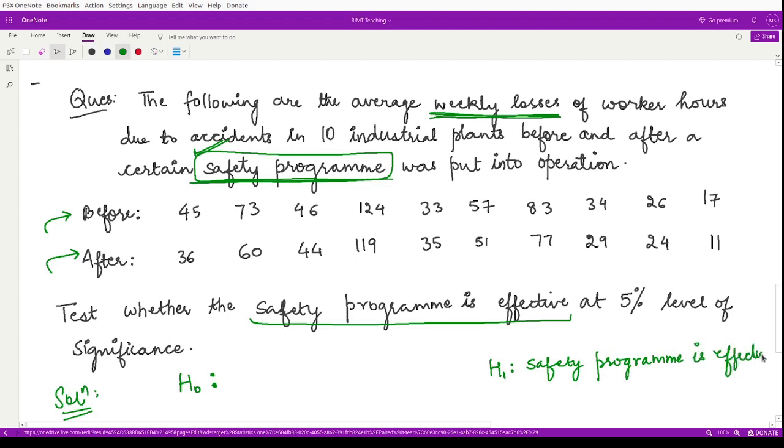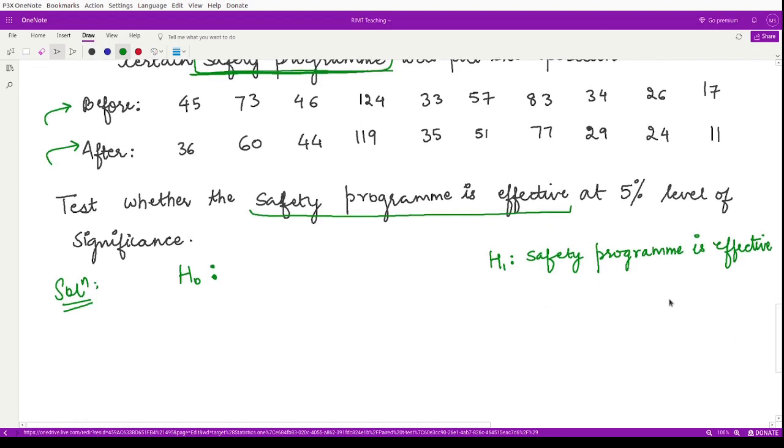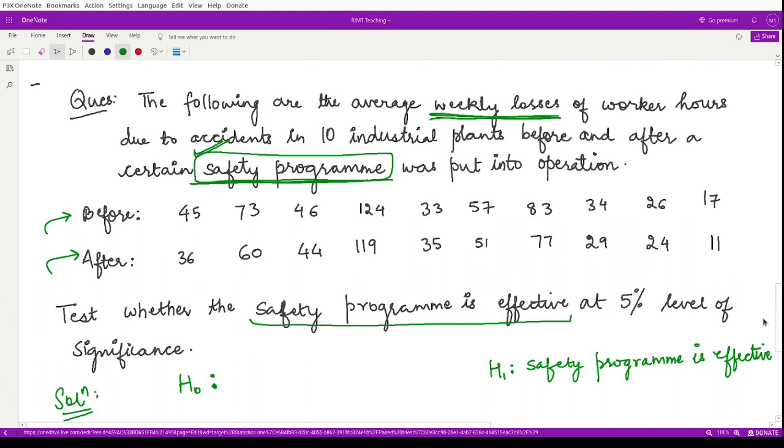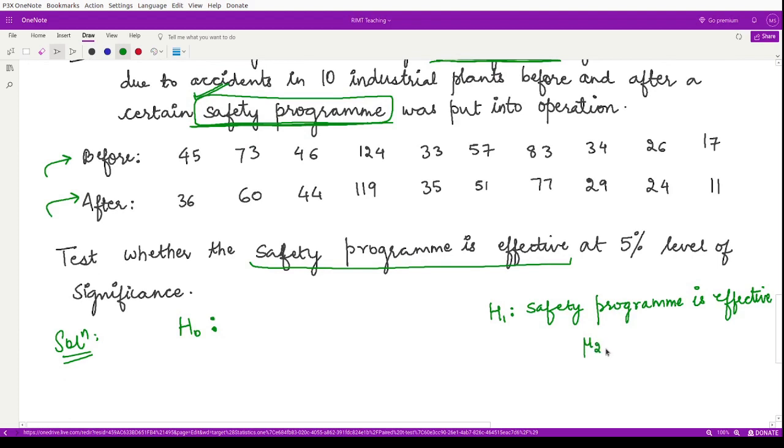Now in terms of hypothesis, how can we write this? Safety program is effective whenever, now here you have to use your common sense. When can you say the safety program is effective? Whenever the weekly losses occurring after this program would be less than those occurring before this program, right? So that means we would say that mu2 in this case would be less than, because these are the losses, and after the program we want the losses to be less. So we want the mean of second sample to be less than the mean of first sample.